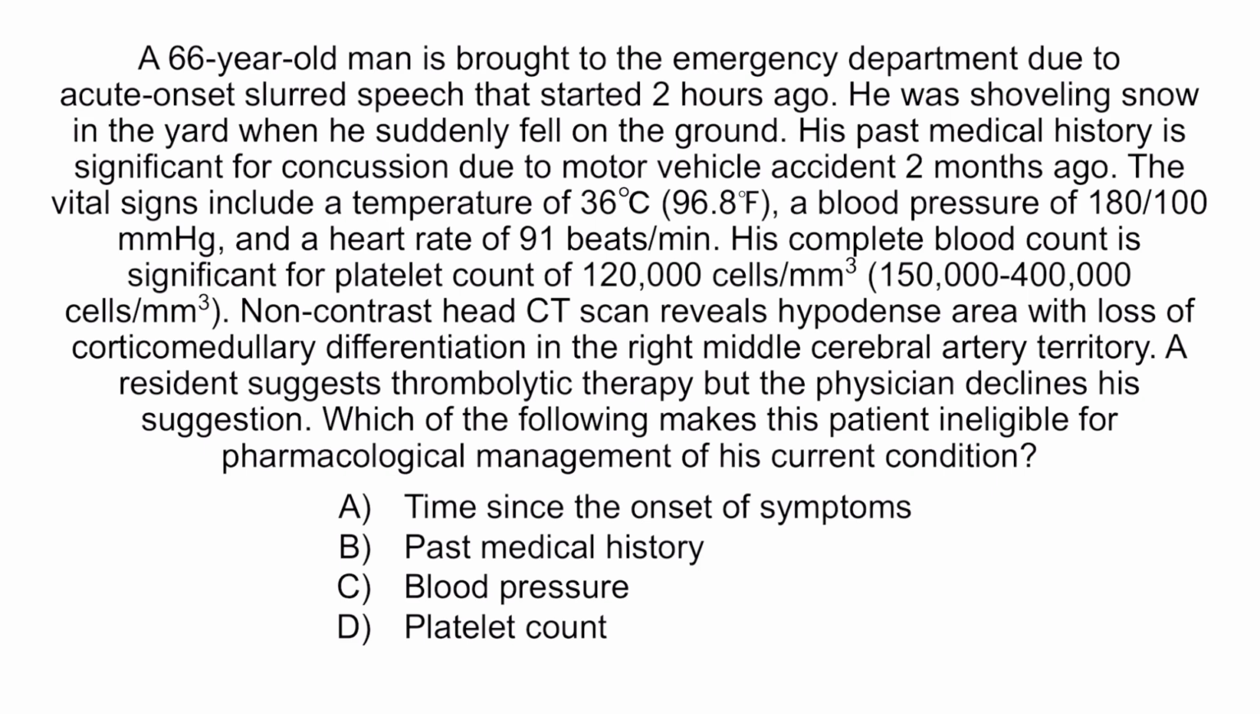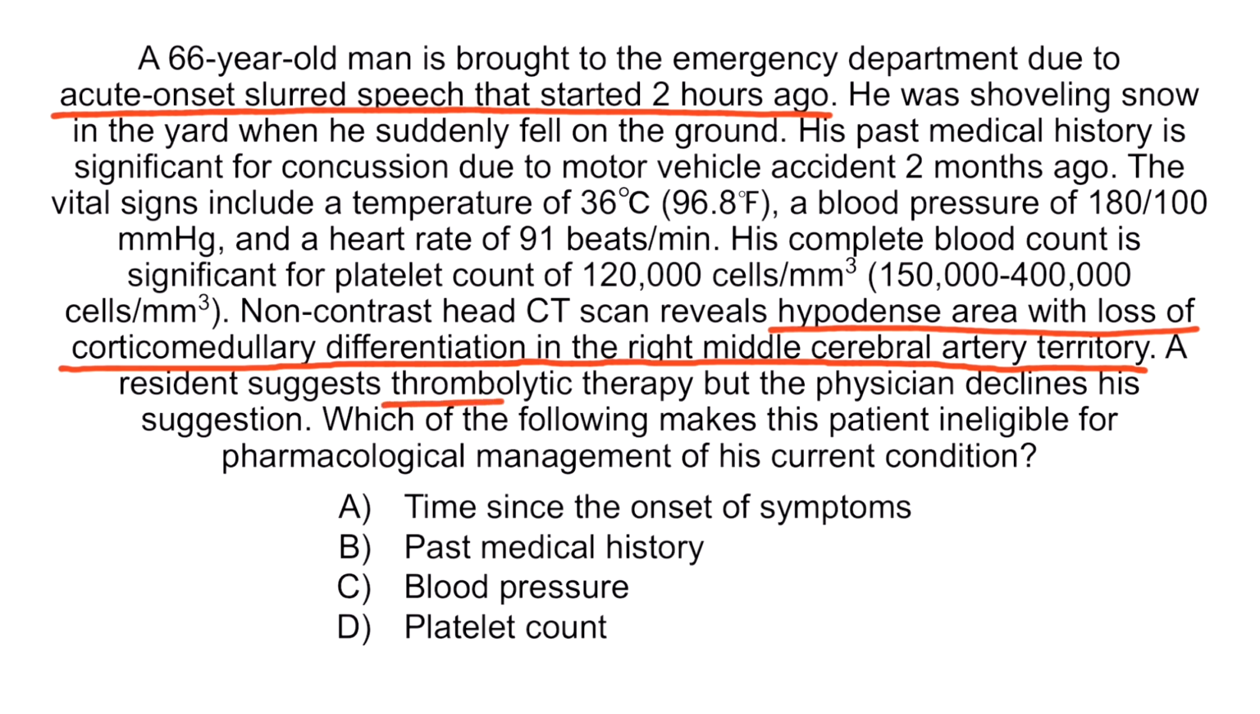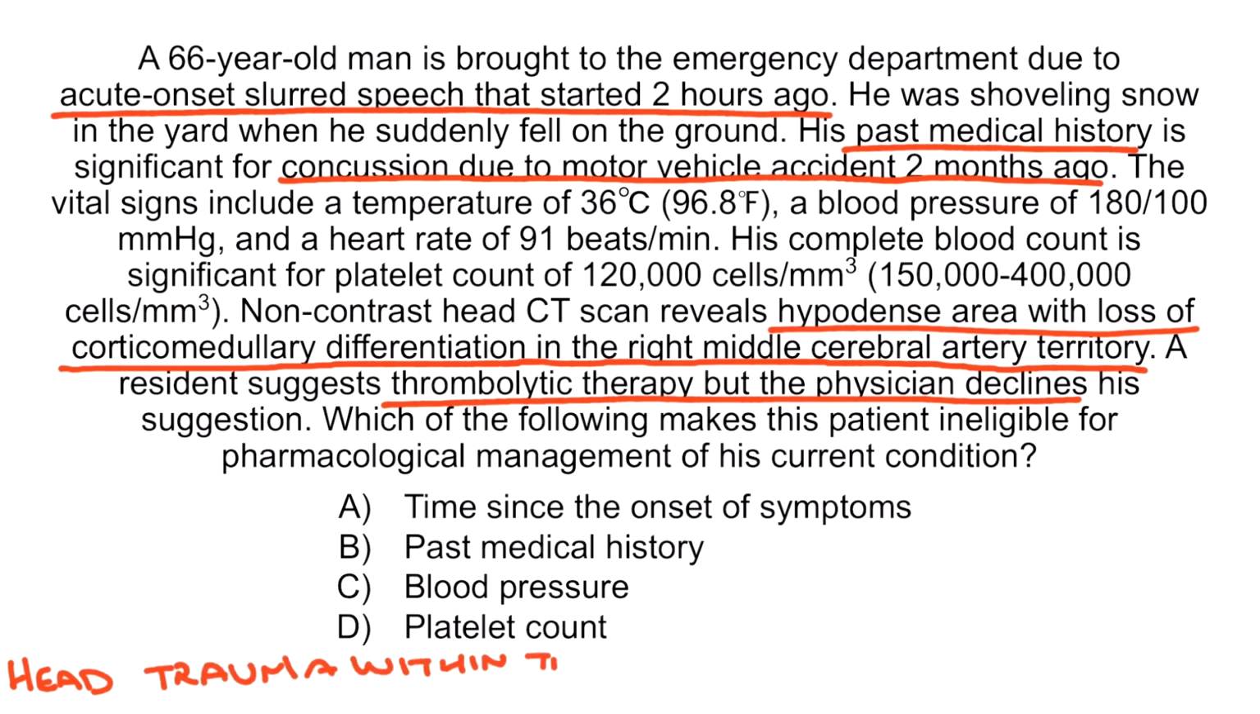This patient presents with acute onset slurred speech that started 2 hours ago. Non-contrast head CT scan reveals hypodense area with loss of corticomedullary differentiation in the right middle cerebral artery territory. These findings are consistent with an ischemic stroke of the right middle cerebral artery. A resident suggests thrombolytic therapy, but the physician declines his suggestion. The most likely reason behind this decision is that the patient has a past medical history of concussion due to motor vehicle accident within the past 3 months. Let's recall that head trauma within 3 months is a strict exclusion criteria for thrombolytic therapy. Therefore, the correct answer is option B.